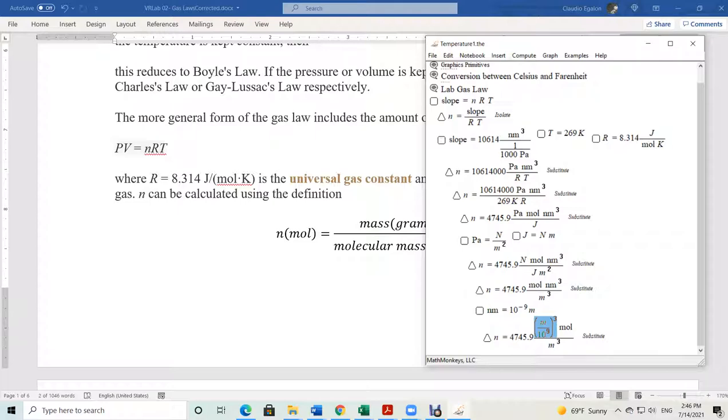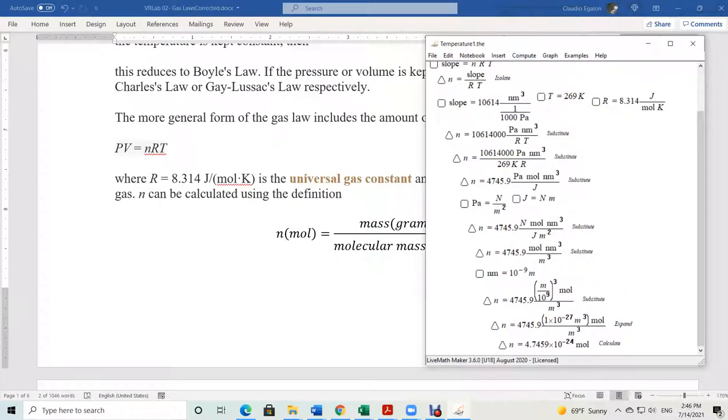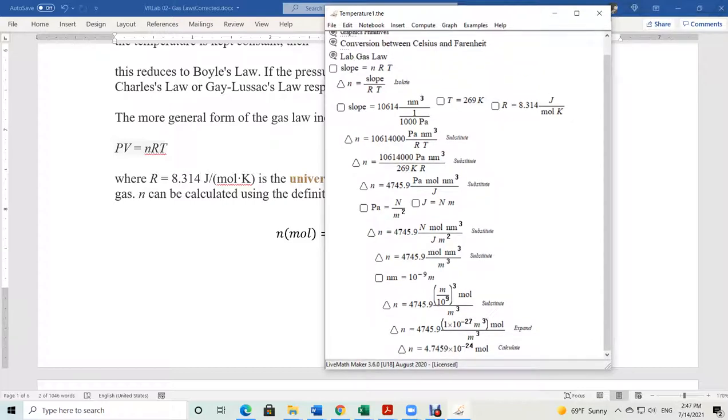Okay? So here you go. Let's expand. Calculate. Yep, that's how many moles I'm getting. Hopefully I didn't make any mistakes. It's 2:45, we're going to have a break very soon. That's what I'm getting for the molarity. Okay, if you find a mistake, let me know.